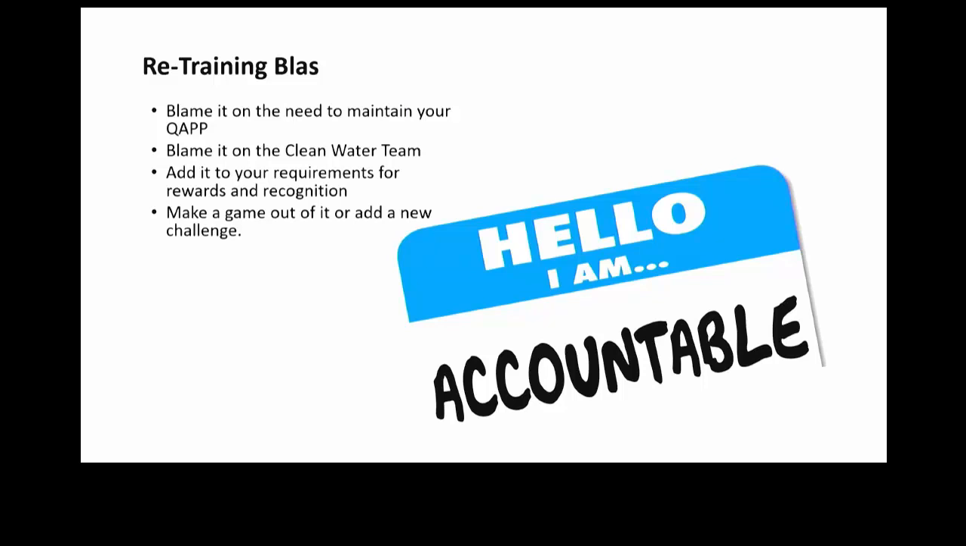But for retraining, it's not about retraining your volunteers. It's about putting your quality assurance project plan into place. It's making it actionable. You can blame the QAPP. You can blame me. Eric says we have to do retraining. Whatever you have to do to get your volunteers to an event for retraining, do it. If you start dangling the carrot that Eric, the Clean Water Team Coordinator, said we have to do this. Our quality assurance project plan says we have to do this. Your volunteers will show up because they see, wow, that's something I have to do.